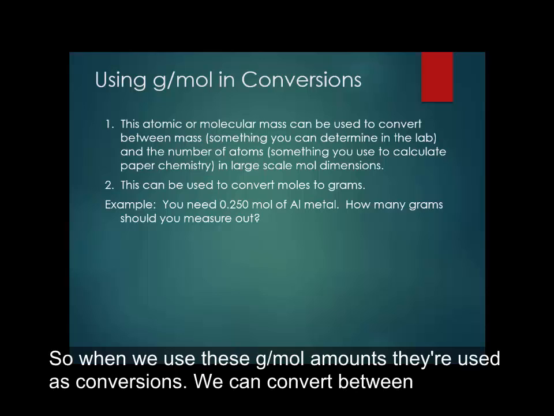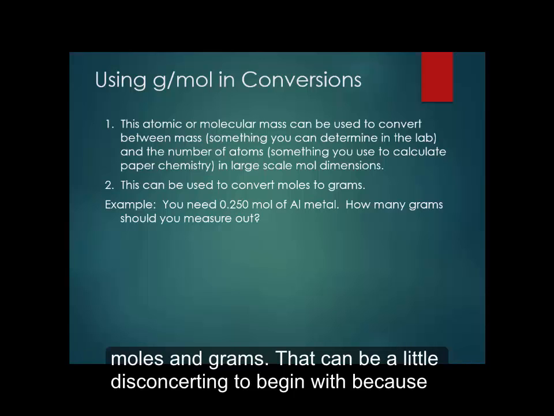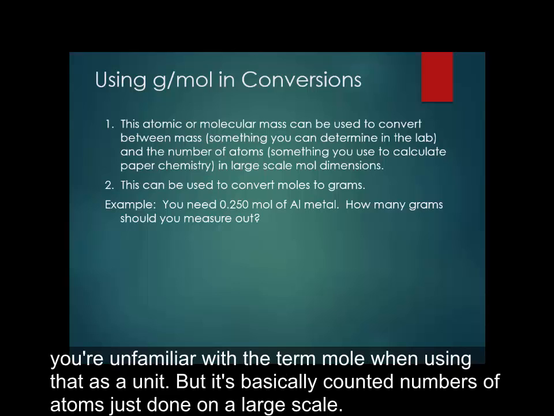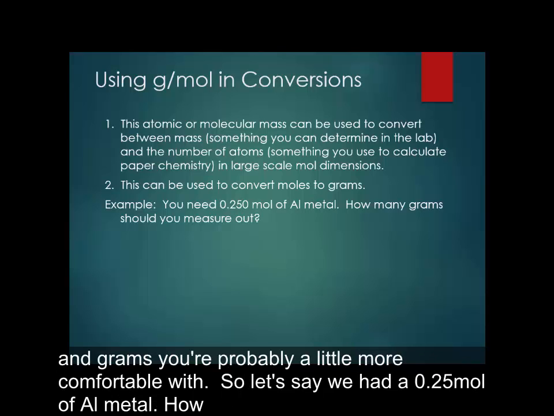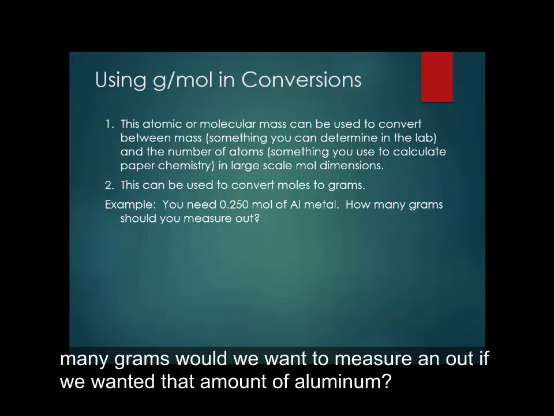So when we use these grams per mole amounts, they're used as conversions. We can convert between moles and grams. That can be a little disconcerting to begin with because you're unfamiliar with the term mole and using that as a unit. But it's basically counted numbers of atoms just done on a large scale. And grams you're probably a little more comfortable with. So let's say we had a 1/4 mole of aluminum metal. How many grams would we want to measure out if we wanted that amount of aluminum?